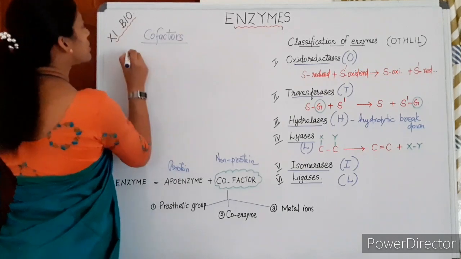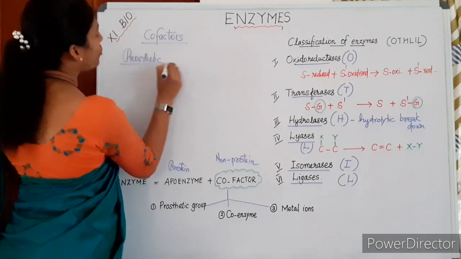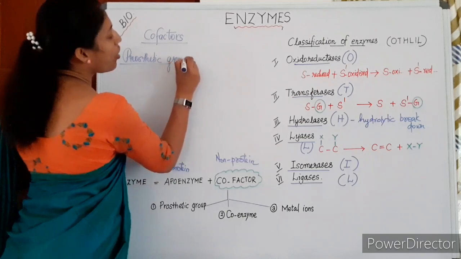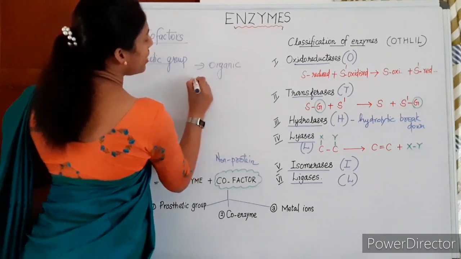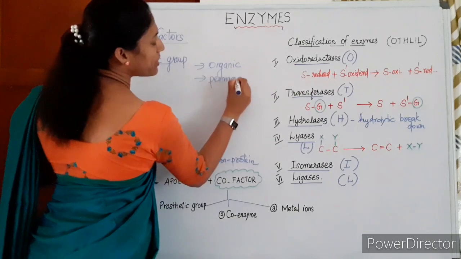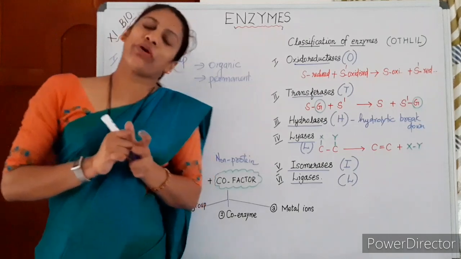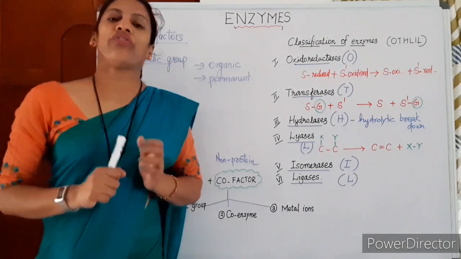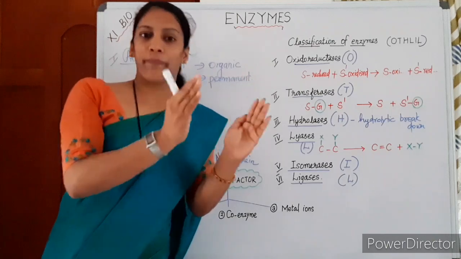The first type is called prosthetic group. What type of cofactors are called prosthetic groups? Prosthetic groups are organic compounds, organic molecules. They are permanently attached to the enzyme. It is not a temporary association, it's always there with the enzyme, along with the protein part. So, the prosthetic group of the enzyme is an organic compound which is permanently attached to the apoenzyme.